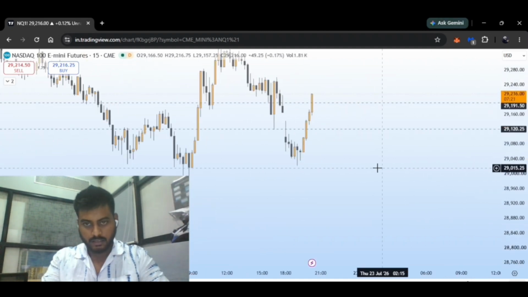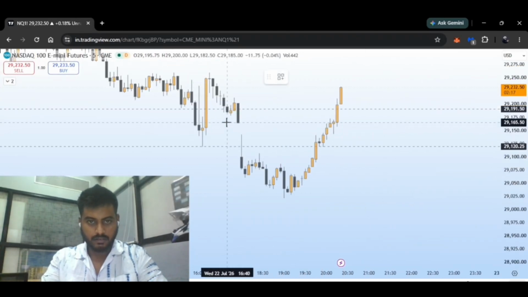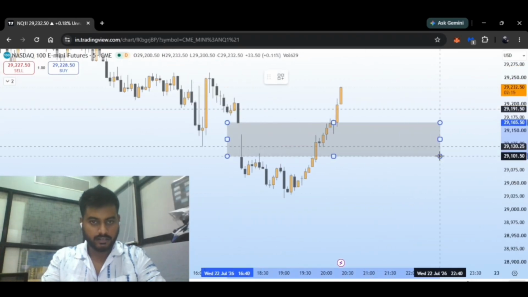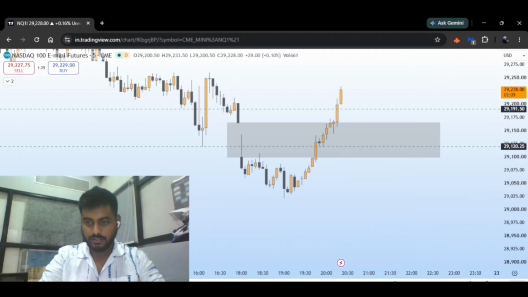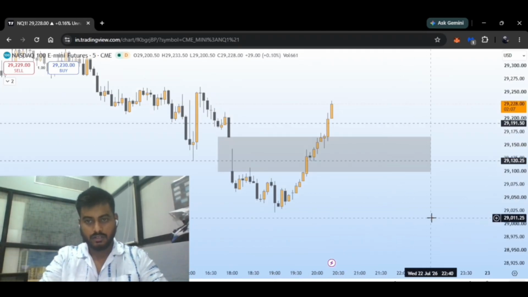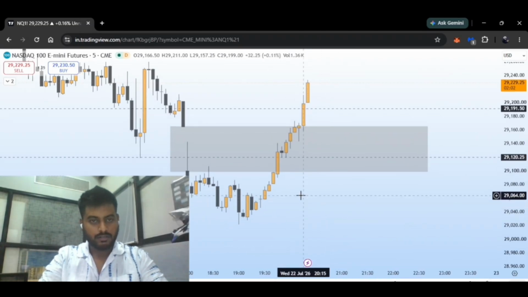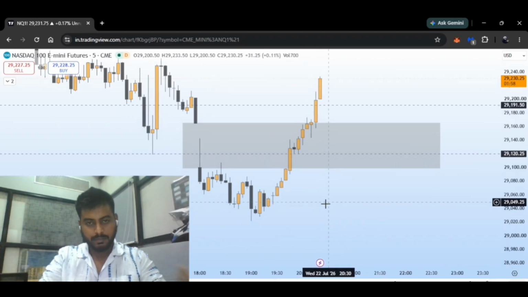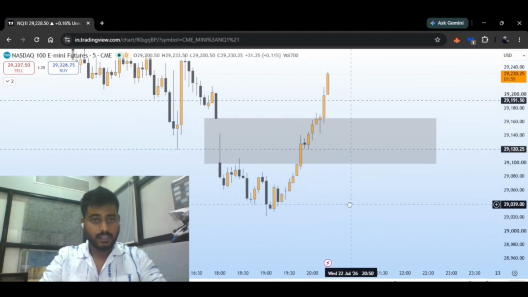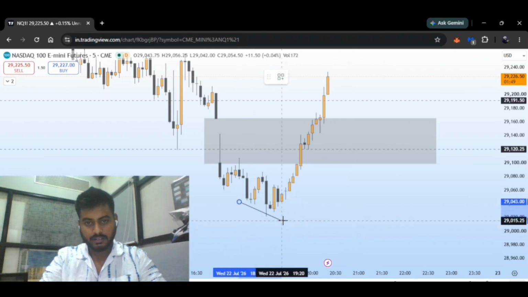As we can see here, we opened gap down. This is the Asia session right now going on. As we can see, we had a gap down, and I was looking for the price to fill this gap. Keeping that in mind, I waited for a divergence to happen. Actually, I got an RSI divergence here.